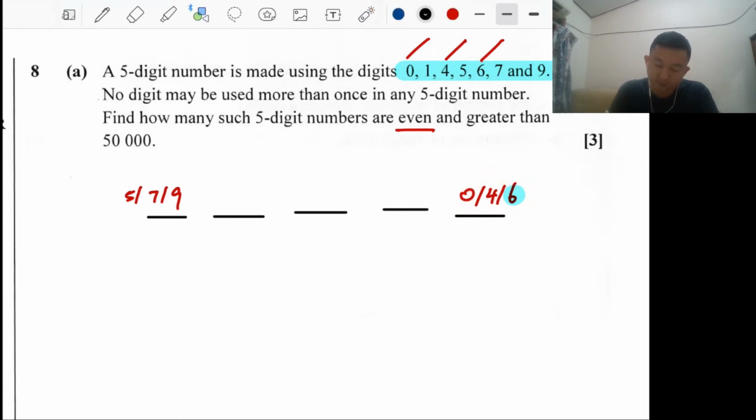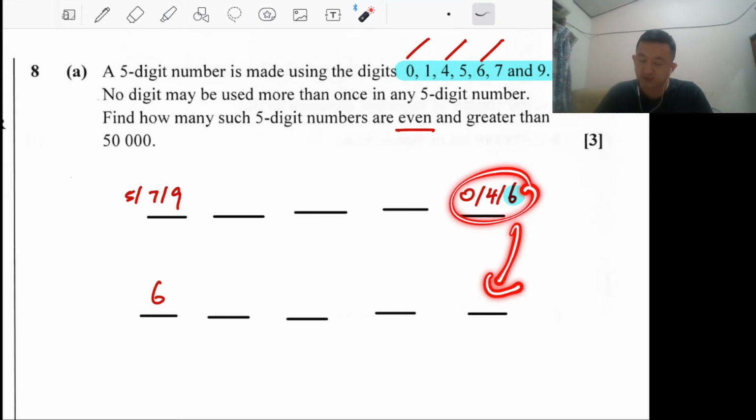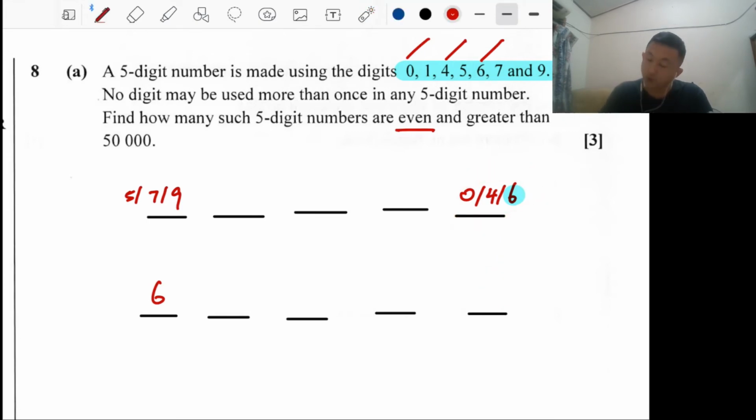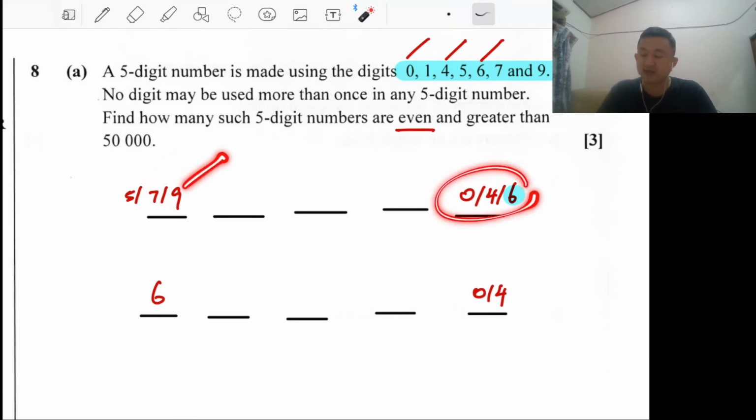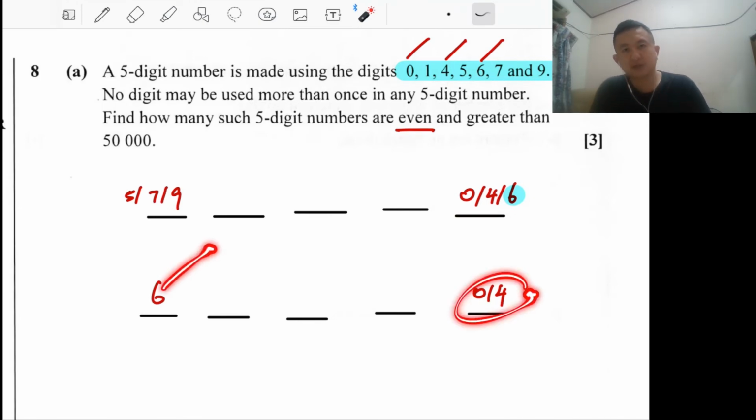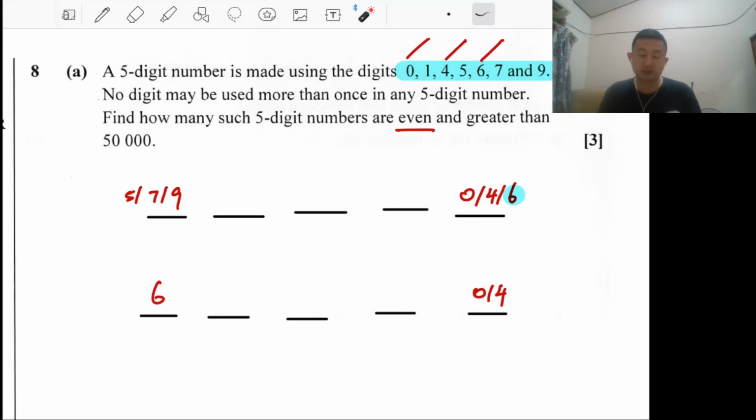But you take out, then you have to put it in another case. So you can put 6 here. If you put a 6 here, can you still put 0, 4, 6 here? No. It can be only 0 and 4. Okay, if it starts with 5, you can go for 0, 4, 6. If you start with 7, the last digit can be 0, 4, 6. If you start with 9, the last digit can be 0, 4, 6. But if you start with 6 at the first digit, the last digit can be only 0 and 4, because 6 has been used as the first digit.